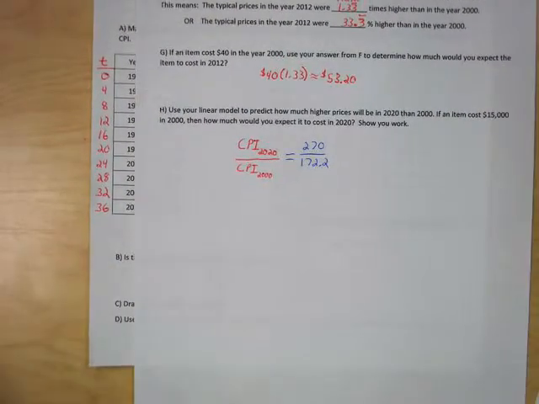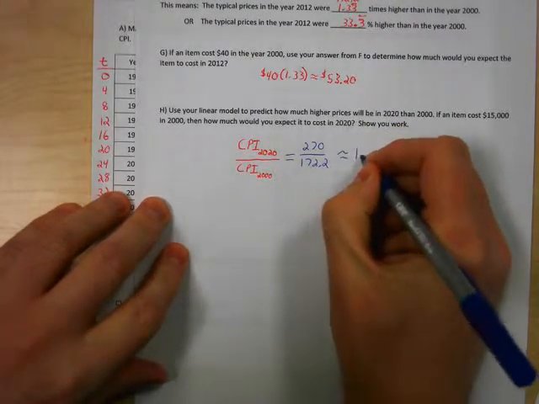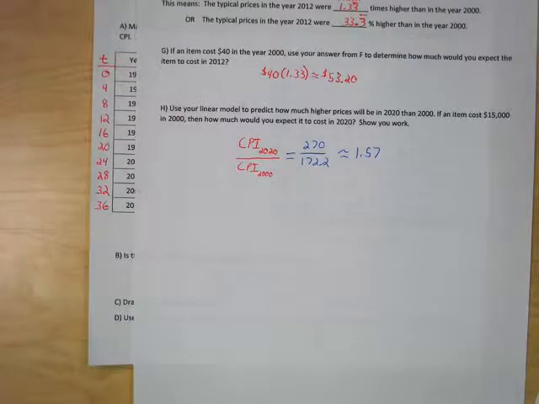So when we do that division, we're going to take 270 and divide it by 172.2, and that gives us about 1.57. If we round it, right around 1.57. Basically saying that in 2020 we'd expect things to be about 57% more expensive than in the year 2000. So there's something to look forward to.